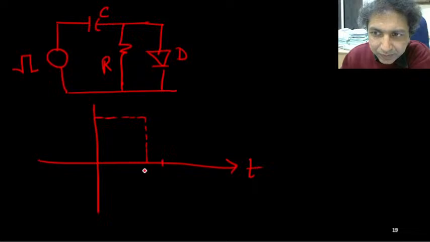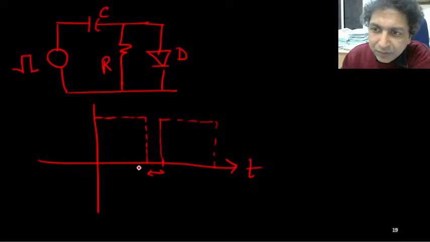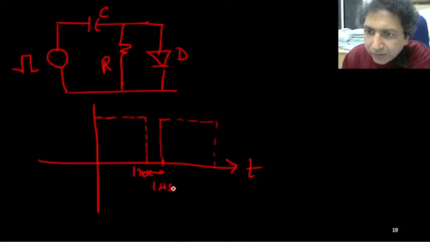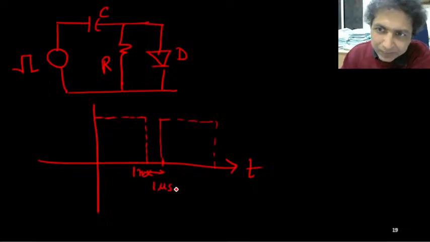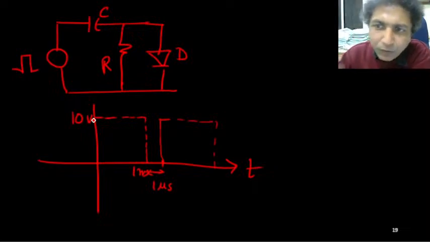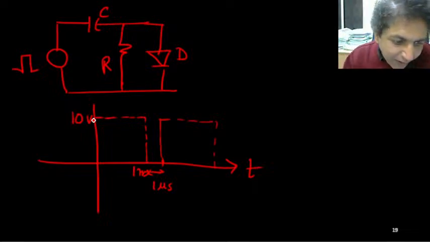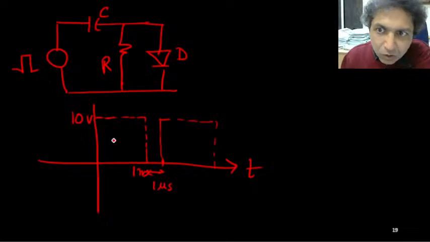Suppose I am considering this is 1 millisecond and this much only 1 microsecond. Then again it is on. It's like this. This is 1 millisecond, and that gap is 1 microsecond. Okay, and this amplitude is 10 volt. So this kind of input voltage is given. Okay, now when 10 volt is applied, so what will happen?